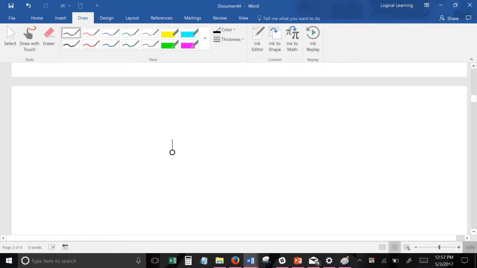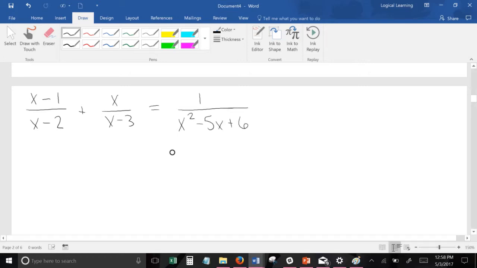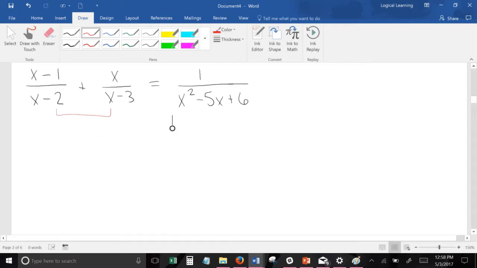The challenge problem we are going to work on is x minus 1 over x minus 2 plus x over x minus 3 is equal to 1 over x squared minus 5x plus 6. Now we're going to use several algebra techniques to solve, and the first one is that in order to add these, we need them to have a common denominator. And to do that, we're going to multiply by a form of 1 to get our common denominator.